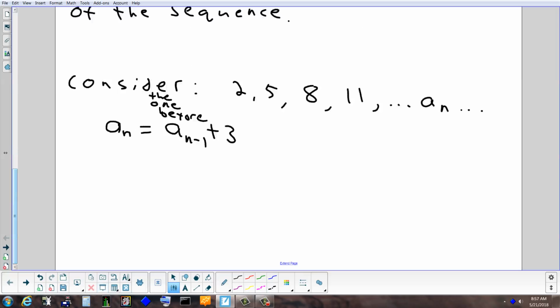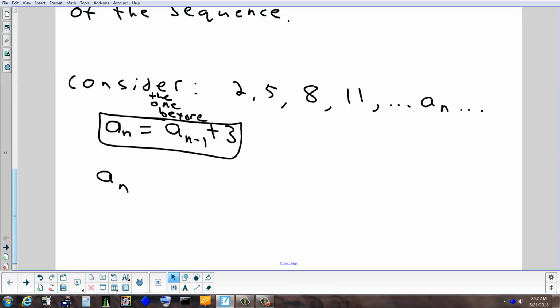So there's a formula that would generate the nth term relying on the one before it. Now there's a name for that. Okay, we'll talk about that later on. If a formula relies on the one before it, that's one type. Let's see if we can come up with a different formula.